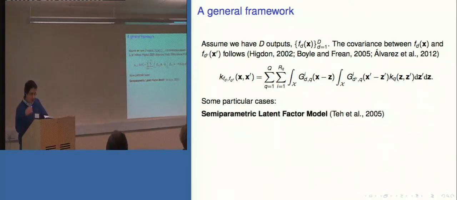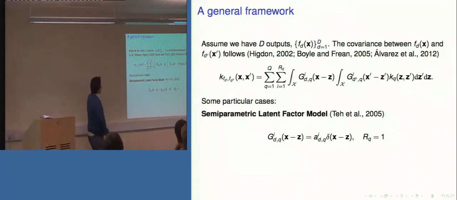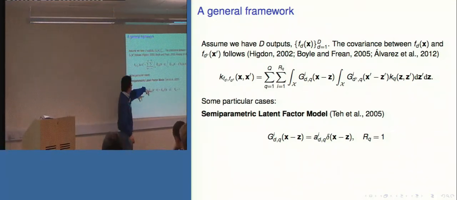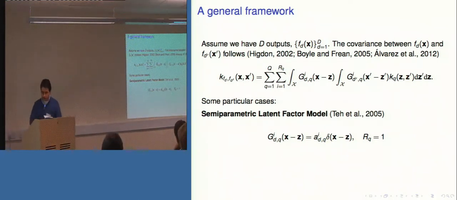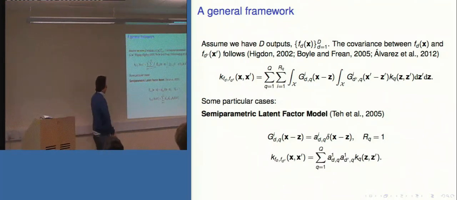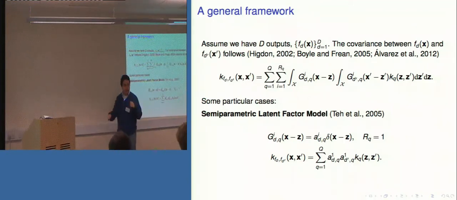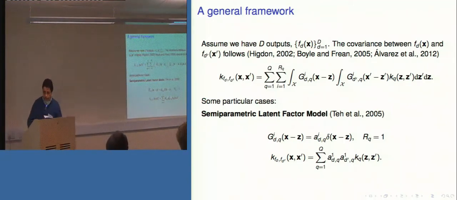Okay, so you could also do the semi-parametric latent factor model. Basically you have the same assumption for the Green's function or the kernel smoothing function, but now you reduce the number of terms of the sum, so it's just one term in the sum, and you get this model. So the covariance for the outputs is going to be of rank 1, and then you can have different latent functions with different length scales. So that's the semi-parametric latent factor model.